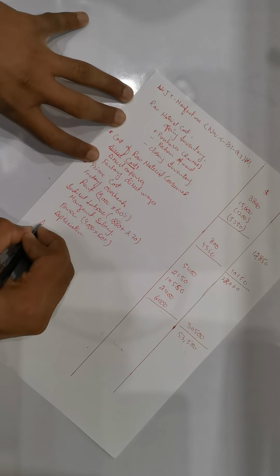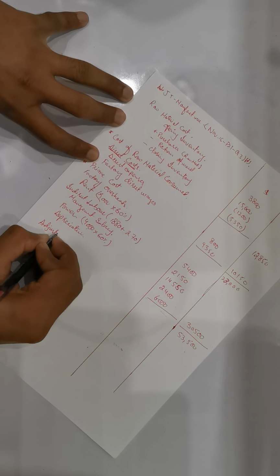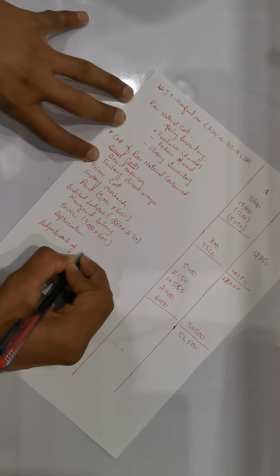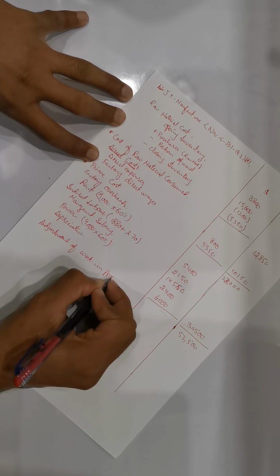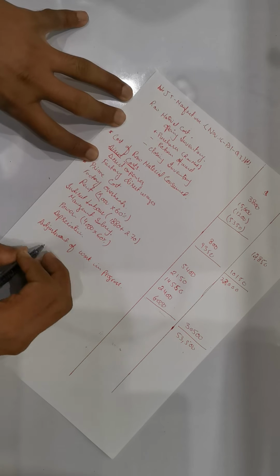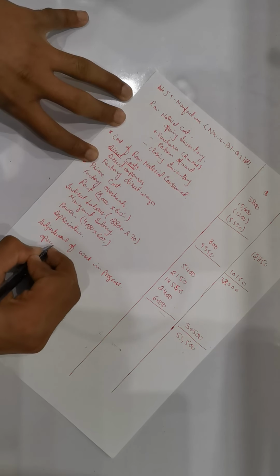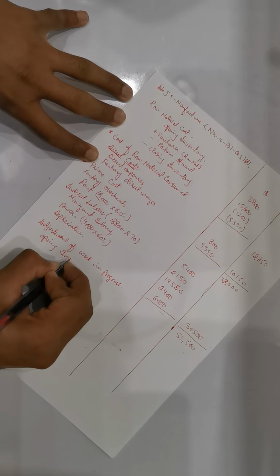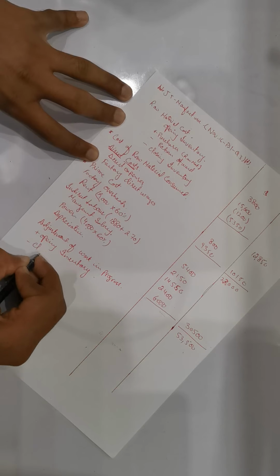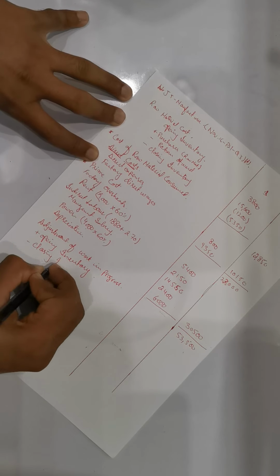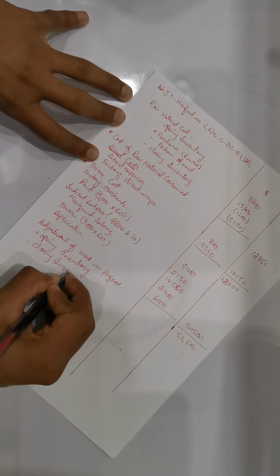After this, the question doesn't end over here. We need to do adjustment of work in progress. Now what we do is we write opening inventory, and it is always added, and we write closing inventory, and it is always subtracted.